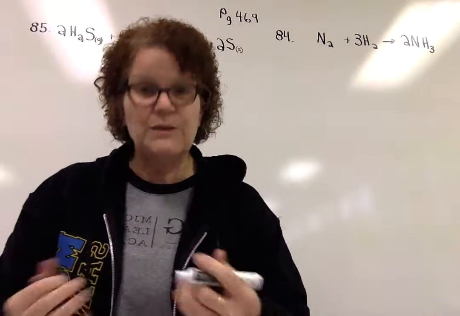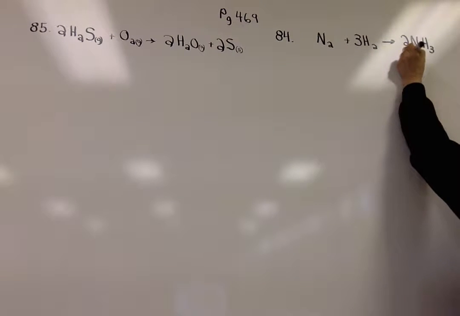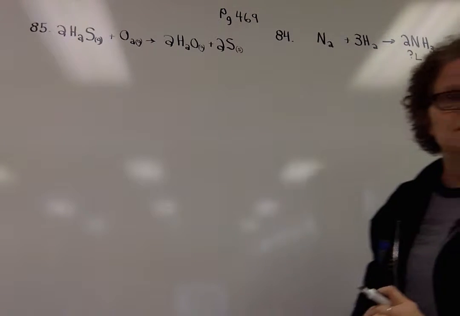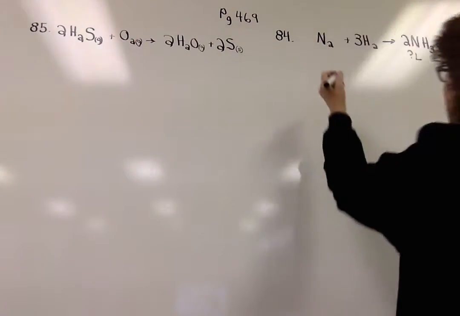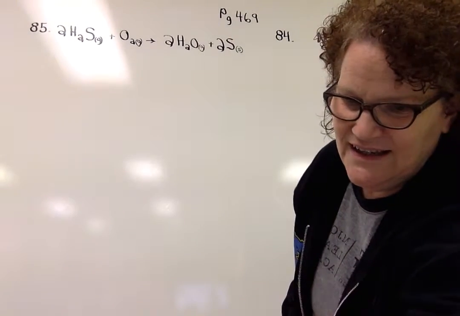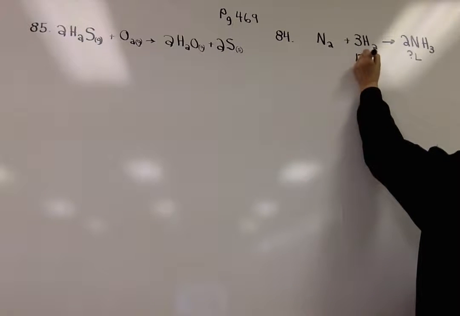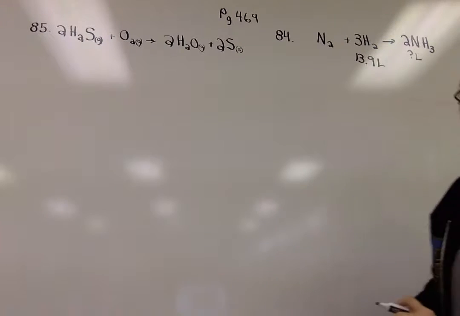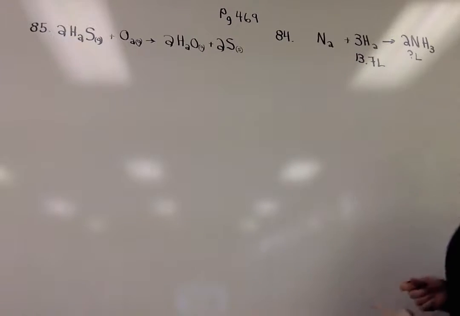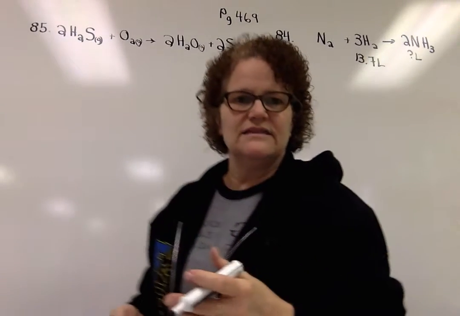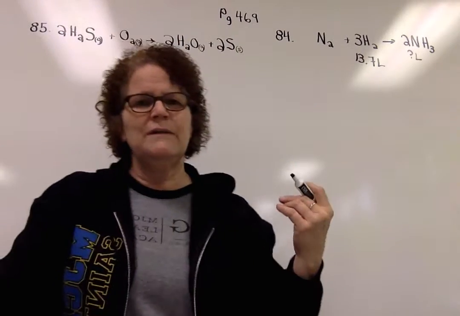It says, so how many liters of ammonia? So here is our ammonia. So this is going to be how many liters? So that is the question that we're being asked. How many liters can we form from, and what are we given here? Is it hydrogen? Yes. 13.7 liters of hydrogen is reacting. And it gives us a pressure and it gives us a temperature. And we can certainly make note of that.